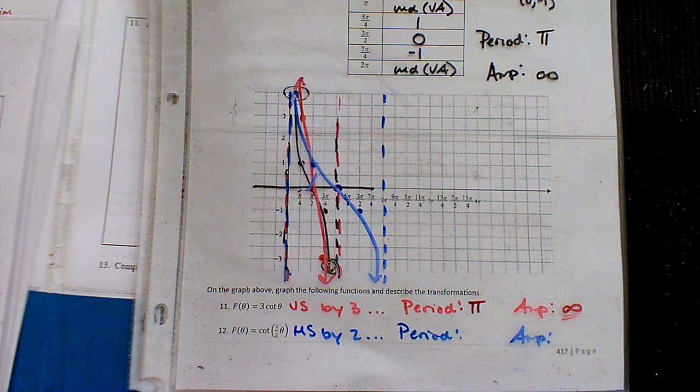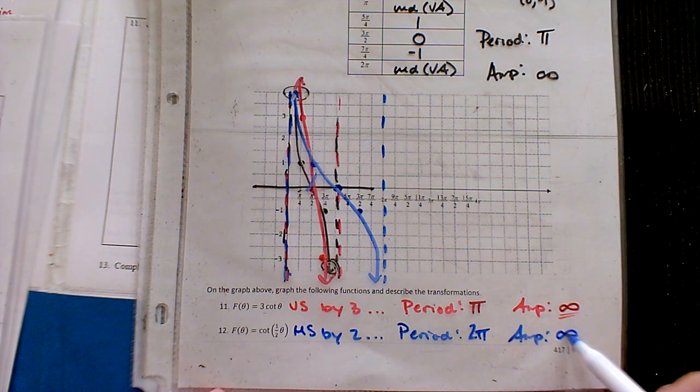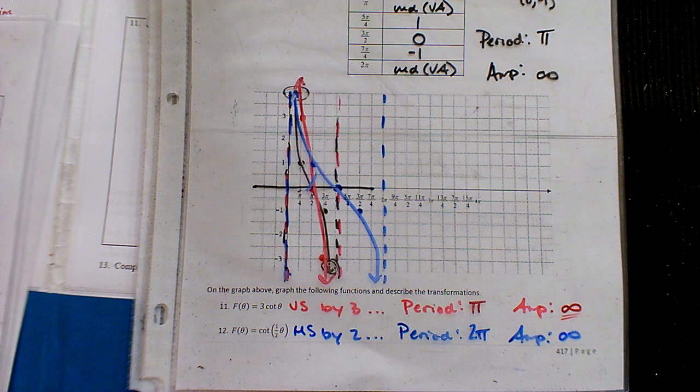What about period and amplitude of our new blue one? 2 pi, double the original, good. Amplitude. Still infinity. Doing good? Haven't lost it? We spent a lot of time on this, which is good.